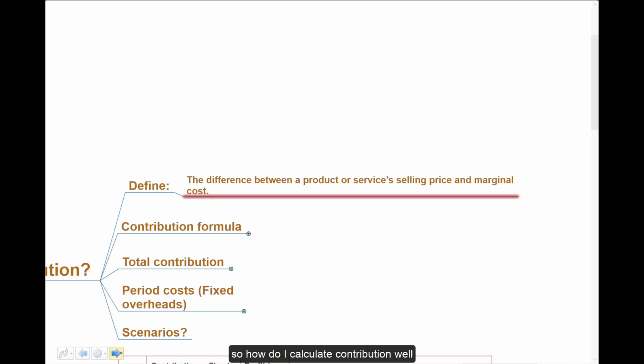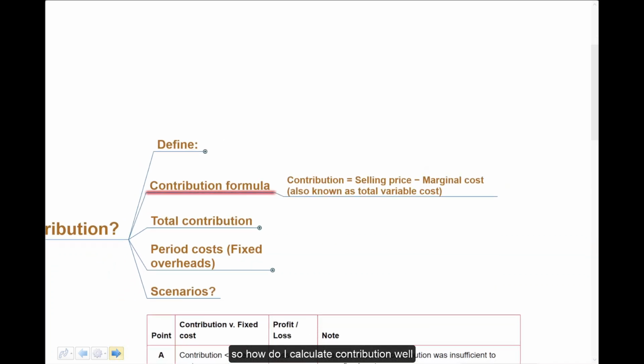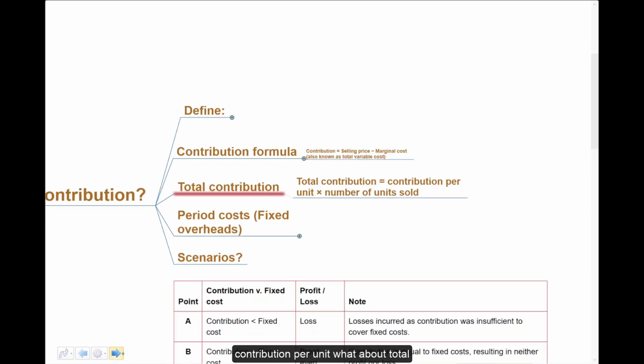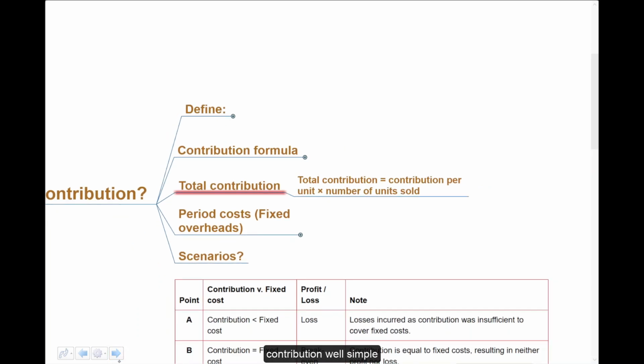So how do I calculate contribution? Well, pretty straightforward really. Selling price less marginal cost, also known obviously as variable cost. Okay, so let's just say I had 1 unit of one product. I take the selling price, take off the marginal cost. I have the contribution per unit. What about total contribution? Well, simple enough. Total number of units sold times contribution per unit.